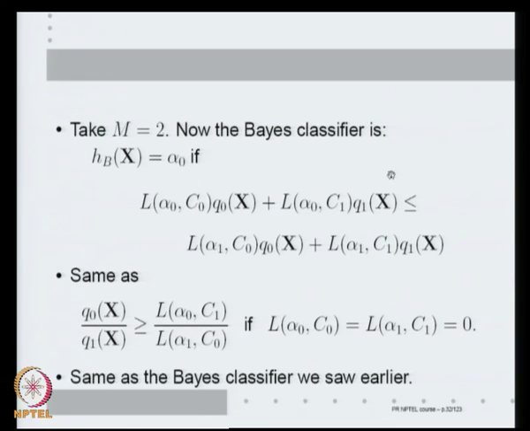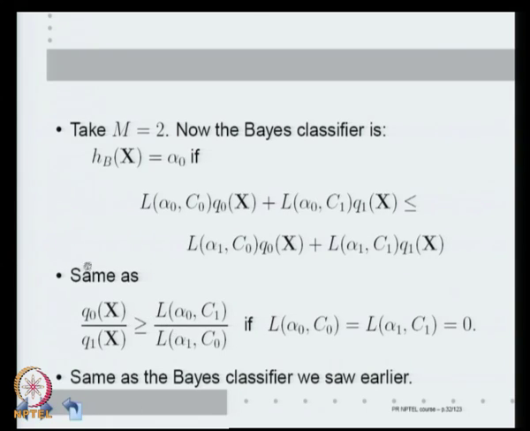So, if I bring Q_1 this side, this expression is the same as Q_0 by Q_1 is greater than or equal to L of alpha_0 C_1 by L of alpha_1 C_0. This is the Bayes classifier for the 2 class general loss function that we specified in the last lecture. That time we said we will prove it later.